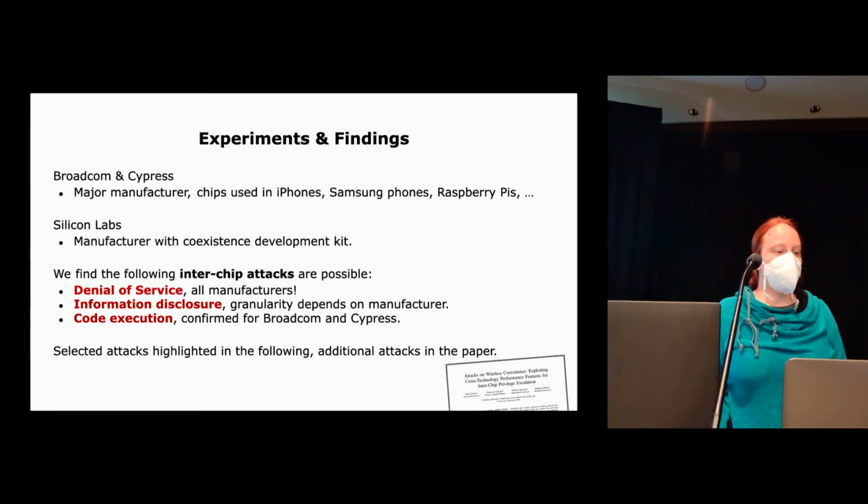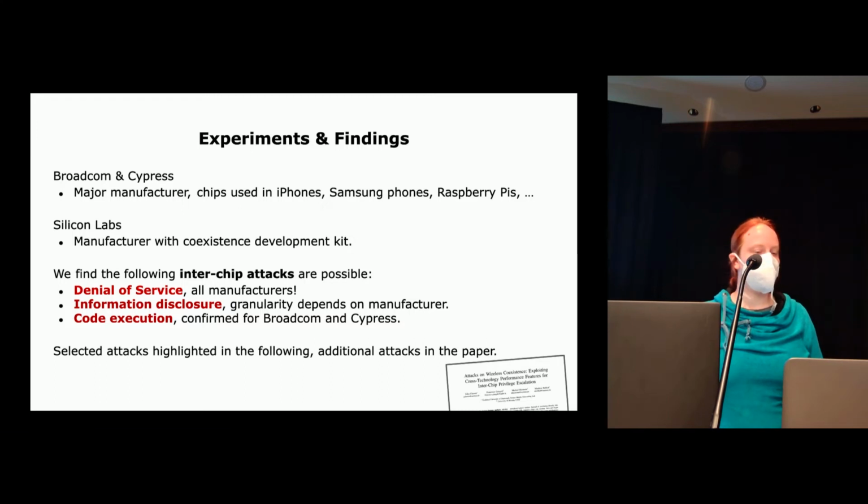For comparison, we also got some chips from Silicon Labs. That's not as big a manufacturer, but still a good market share. They have a coexistence development kit, which was very nice for analysis, and also had some documentation. And we found that inter-chip attacks are possible. We found denial of service, where one chip tells the other, no, I'm transmitting, please never transmit. This is possible for all the manufacturers.